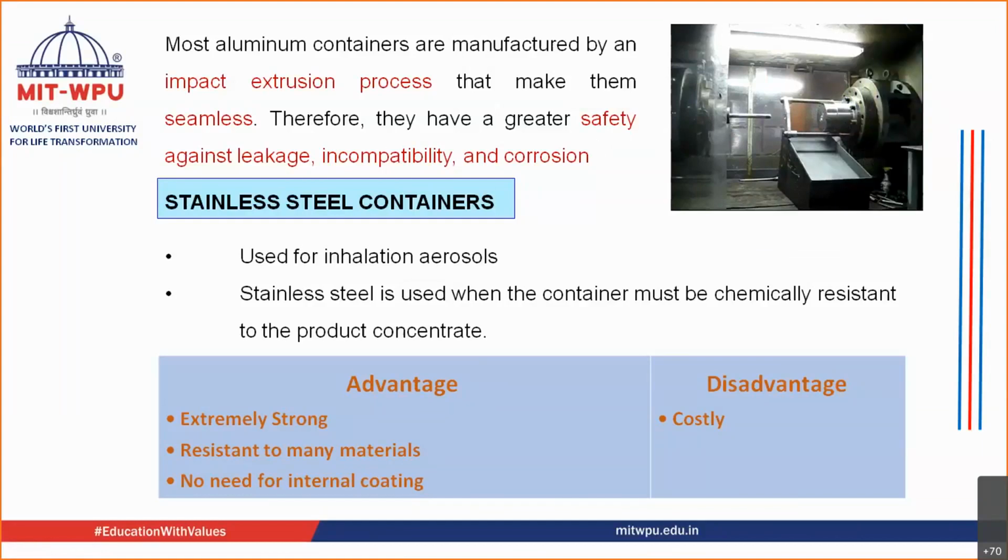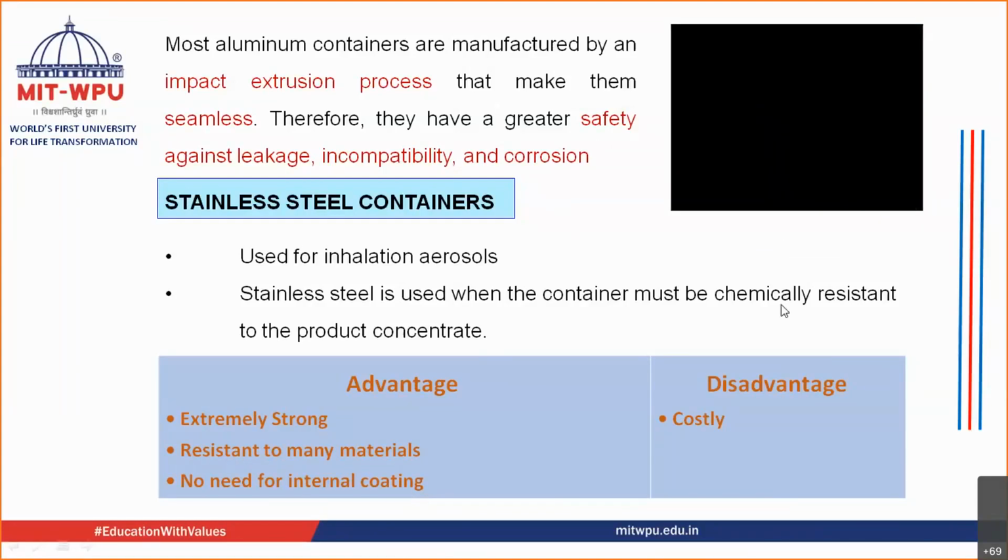We have put the aluminum inside. So this is a container that has been manufactured. From the bottom it has been sealed, whereas the top is open. Inside that top, you can easily fix your valve, etc. In this way it has been manufactured. So it does not have any seams, it does not have any joints, and hence it has great safety against leakages, against incompatibility, and against corrosion.